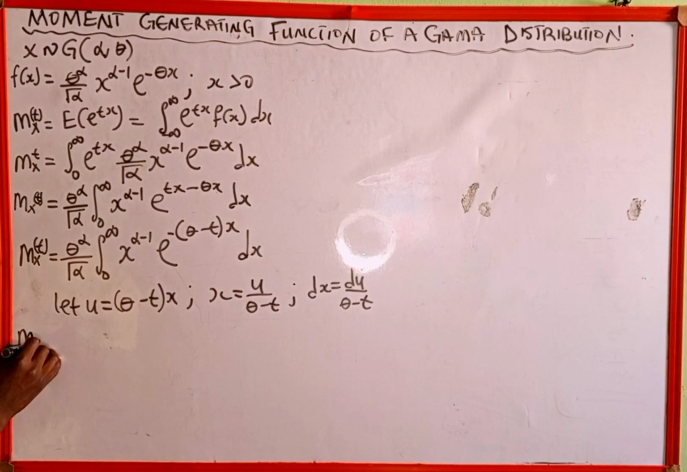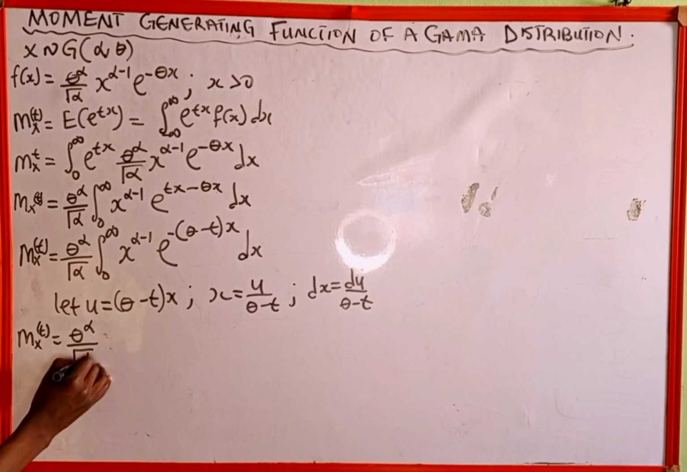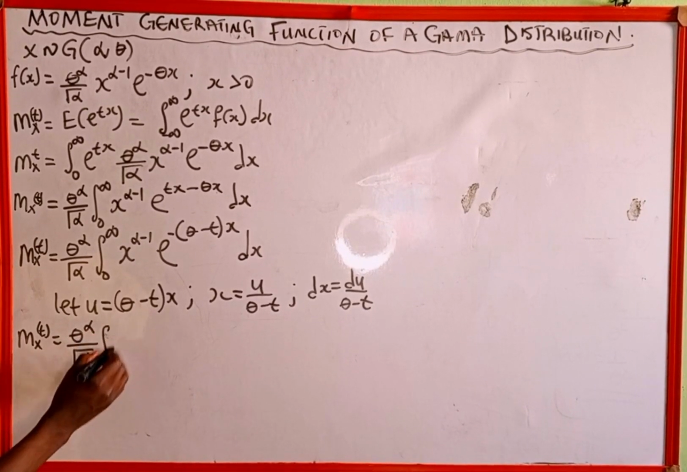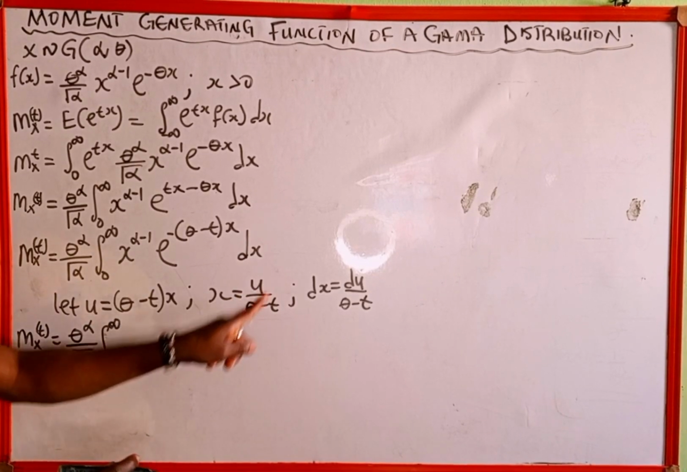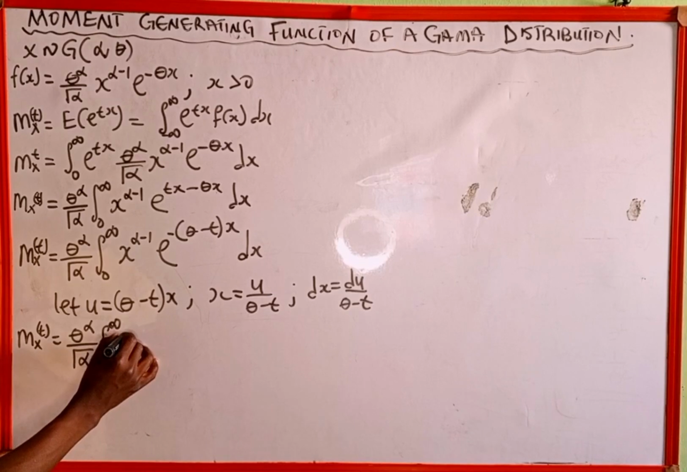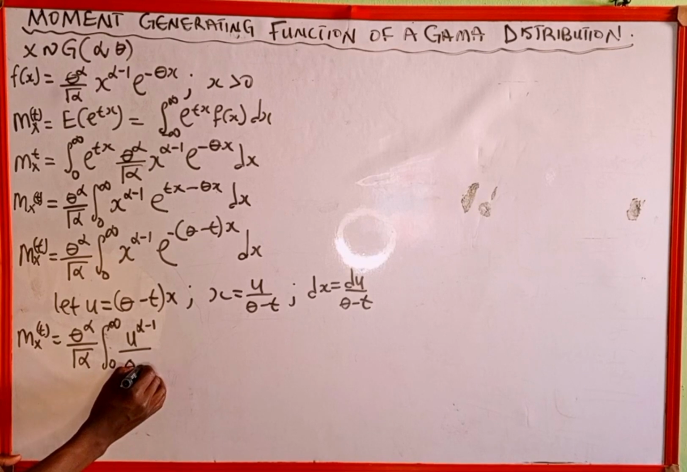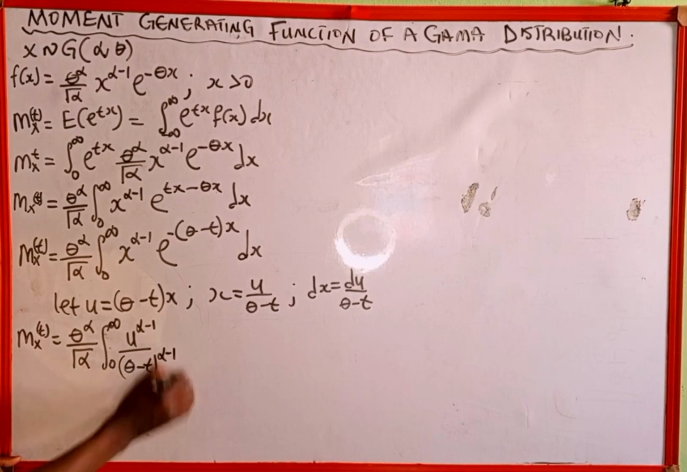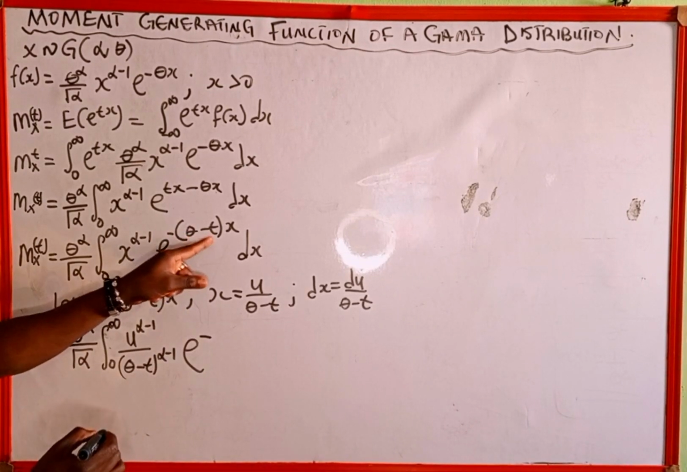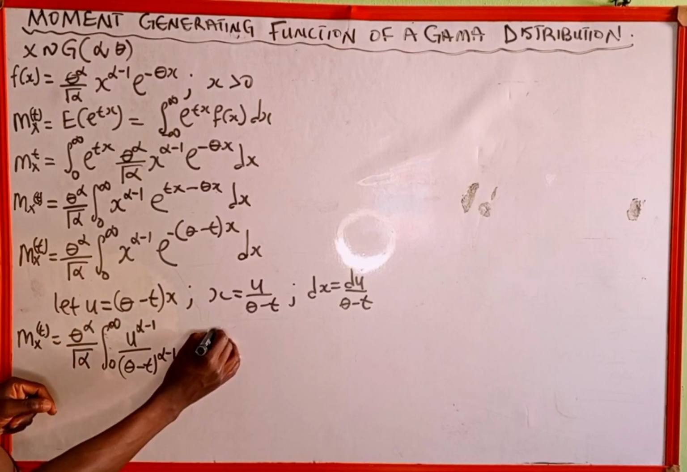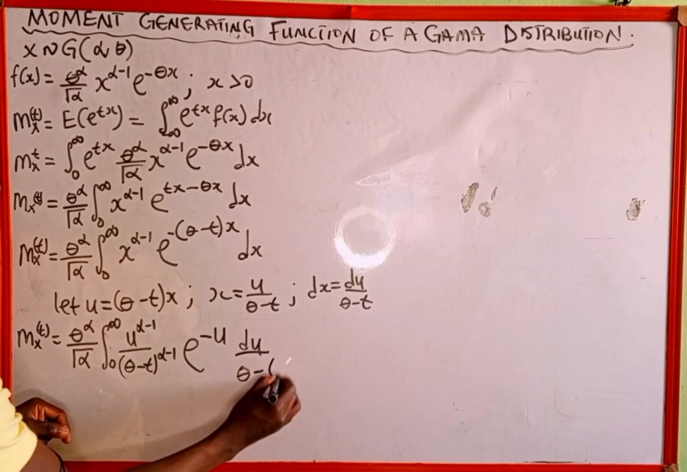We're going to have M sub X of t, which is equal to theta raised to the power of alpha all over gamma of alpha into the integral from 0 to positive infinity. In place of x is going to be u all over theta minus t. So this is the same as u to the power of alpha minus 1 all over theta minus t raised to the power of alpha minus 1. Then e, then minus, remember that theta minus t multiplied by x is the same as u. So it's going to be minus u, and dx is the same as du all over theta minus t.